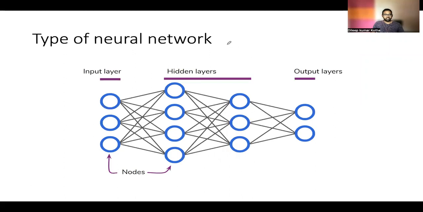First, we need to choose the type of neural network, the number of hidden layers we want, and the number of nodes in each layer. So here you can see for this example we are taking 2 hidden layers, and in the first hidden layer we are taking 4 nodes, and in the second hidden layer we are taking 3 nodes.